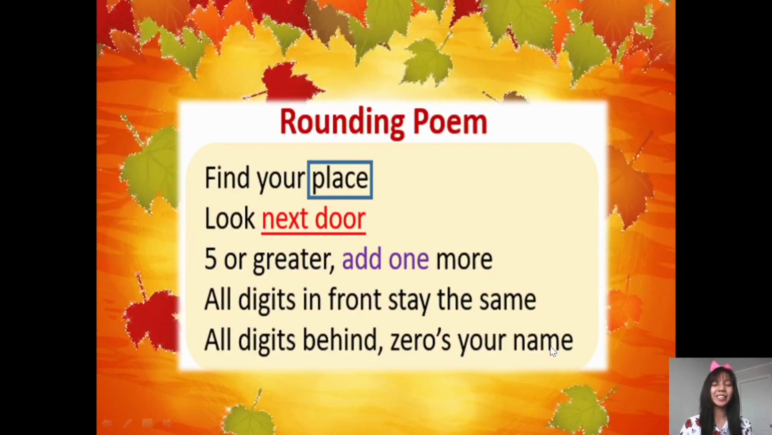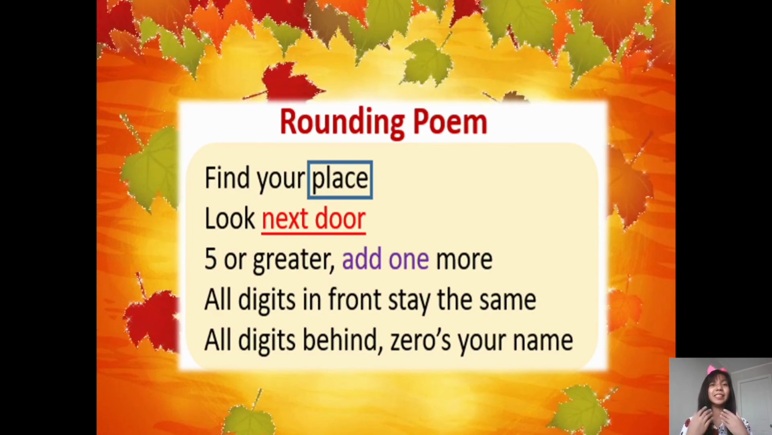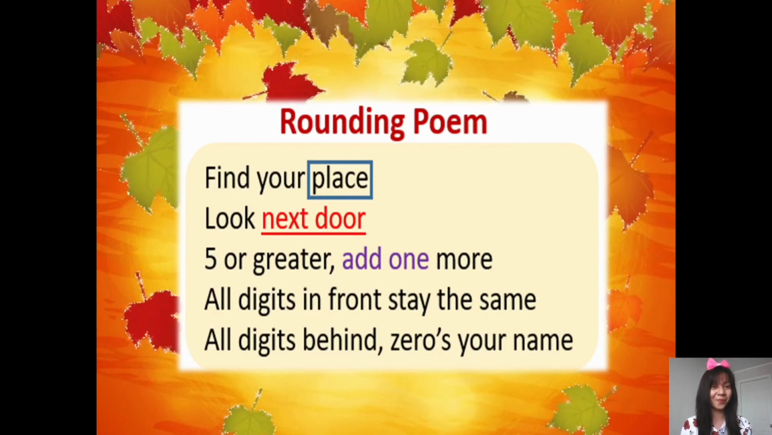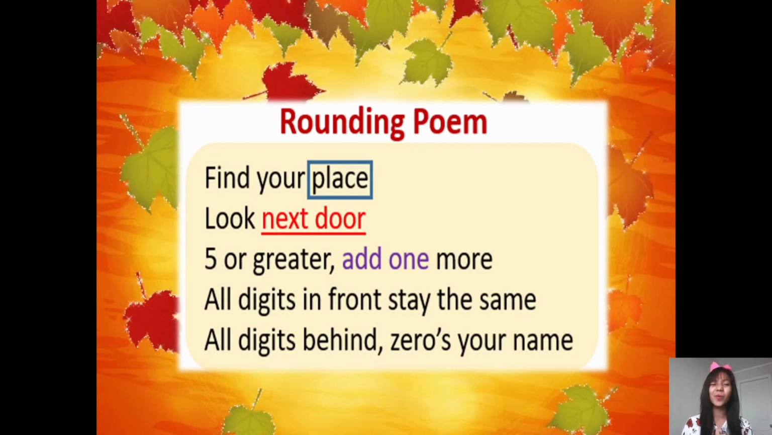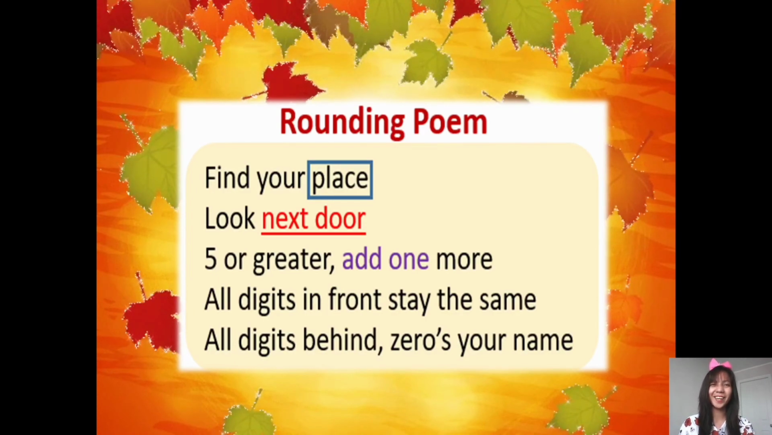Okay? So that's all for today. Please do remember this rounding poem so that you can easily remember the rules in rounding numbers. Alright? So again, find your place, look next door, 5 or greater, add 1 more, all digits in front stay the same, all digits behind, zeros your name.